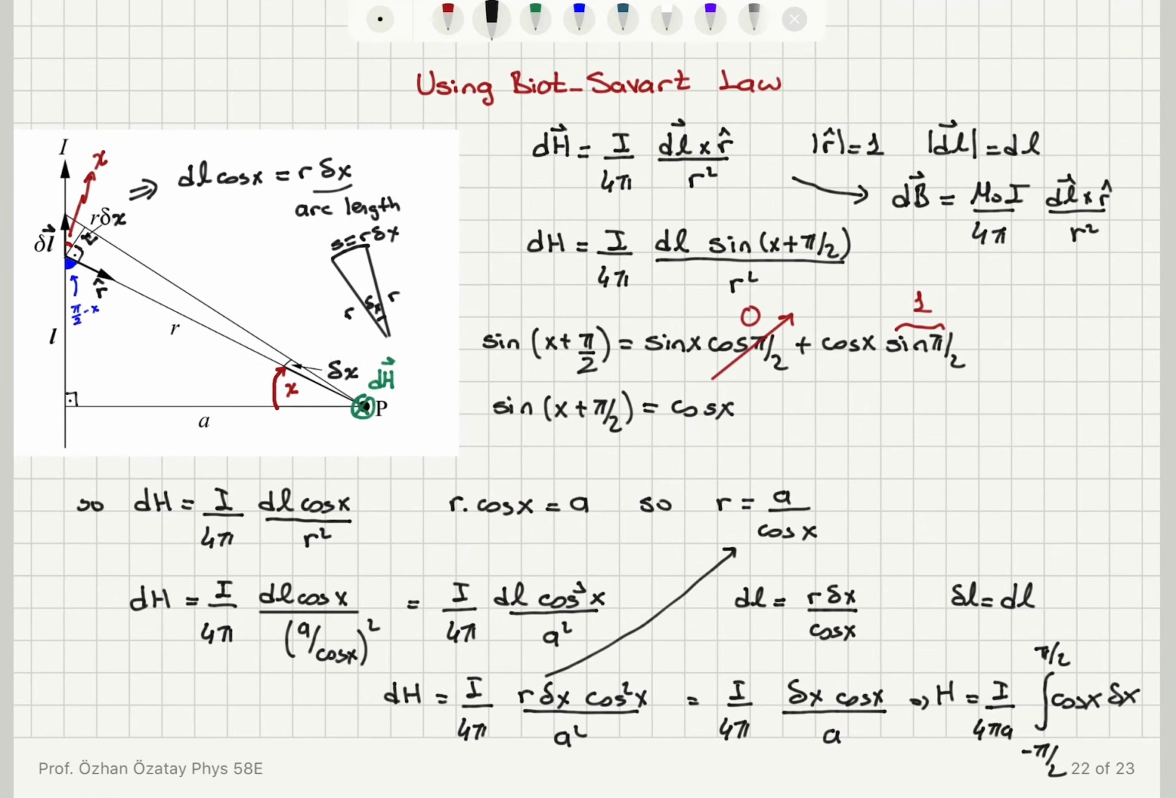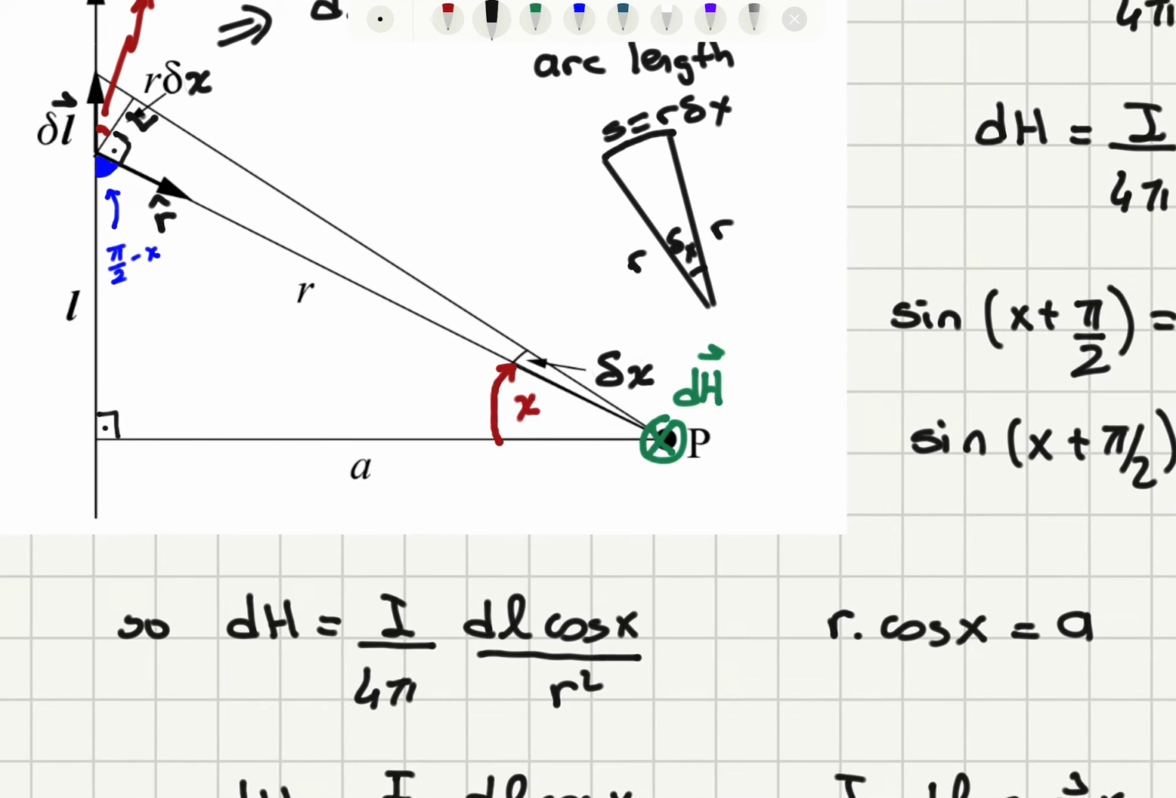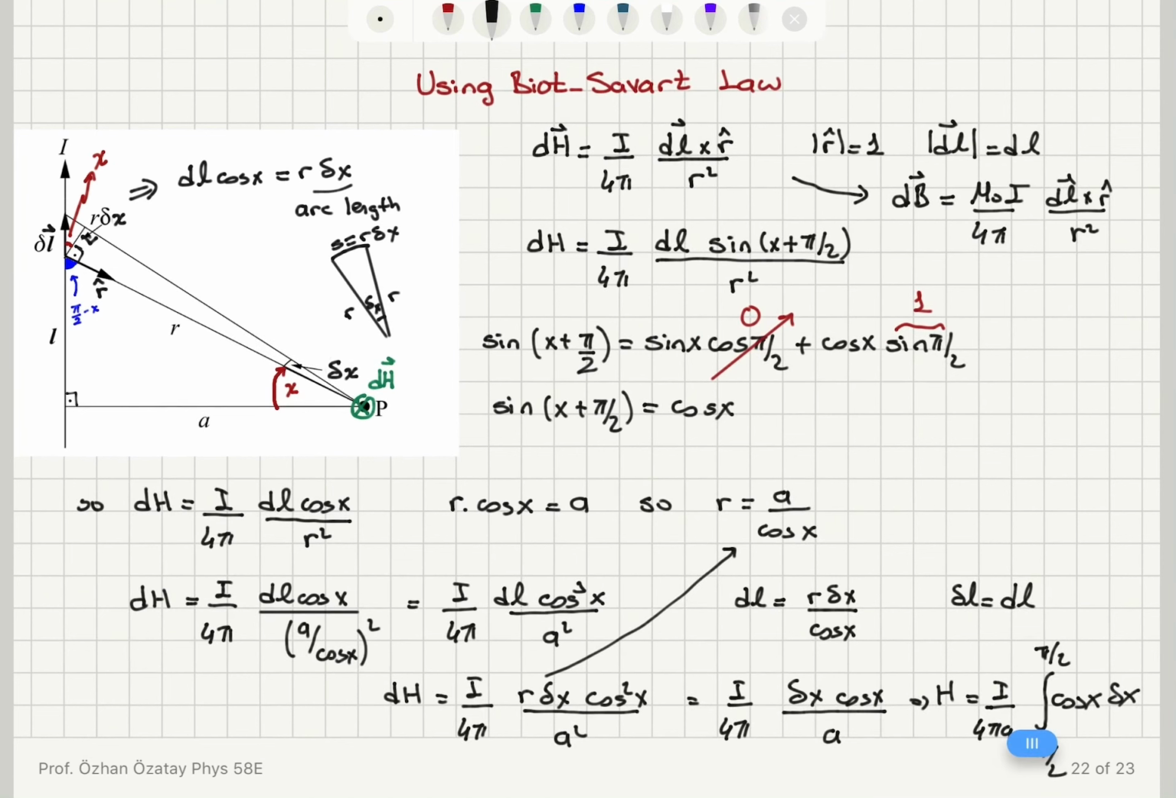Okay, and for sine of x plus pi over 2, using the expansion sine of a plus b, sine a cosine b plus cosine a sine b, we show that it is cosine x. And for r cosine x, from this right triangle here, R is the hypotenuse of this triangle. We see that r cosine x must be equal to a. So for r, we can substitute a over cosine x. And for dl, we can substitute r delta x over cosine x.